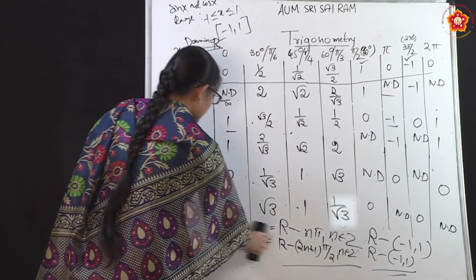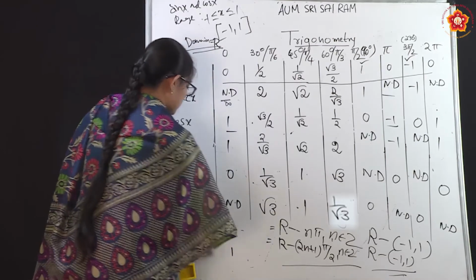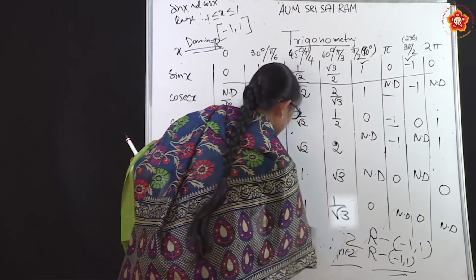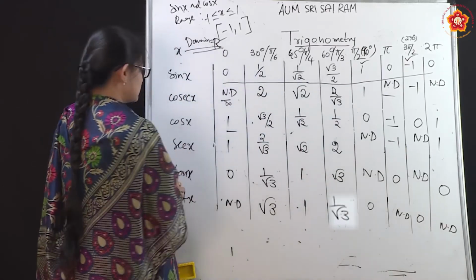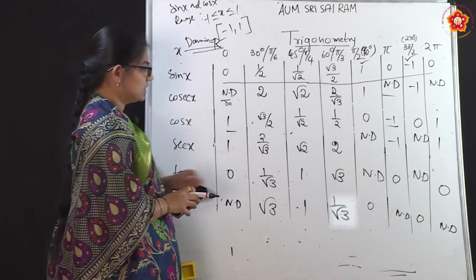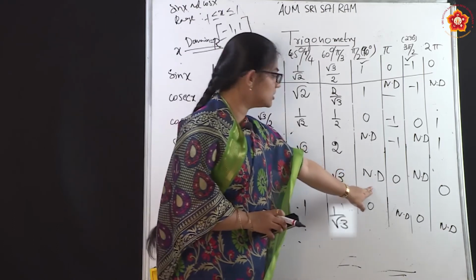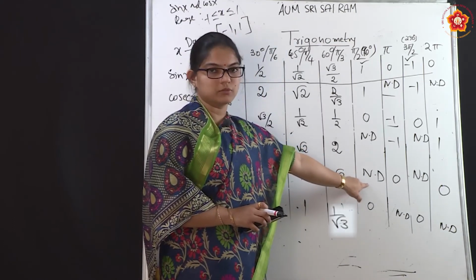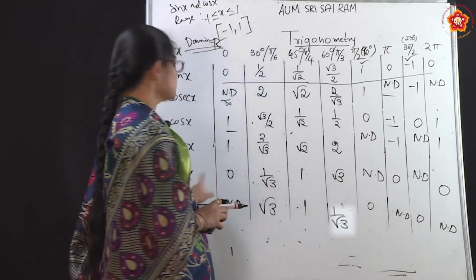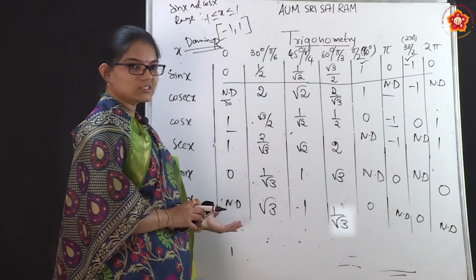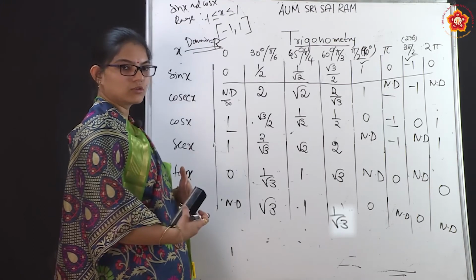Next we can see the range and domain for tan x and cot x. Tan x is not defined for all the odd multiples of pi by 2, correct? For all the odd multiples of pi by 2 you get tan x not defined. So wherever it is defined, those elements will belong to the domain.